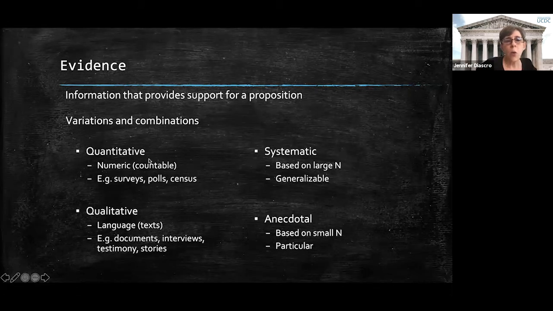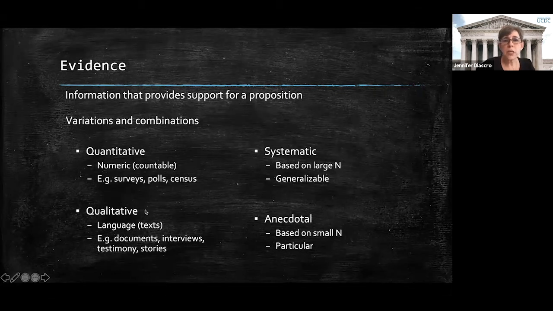But we talk about quantitative evidence, which is numeric usually. It comes in the form of surveys and polls and census data and the like. It's countable, it's measurable. Okay, so that's quantitative. Usually we say quantitative data, but it could be a lot of things. It's not just necessarily data in the way we normally think of that.